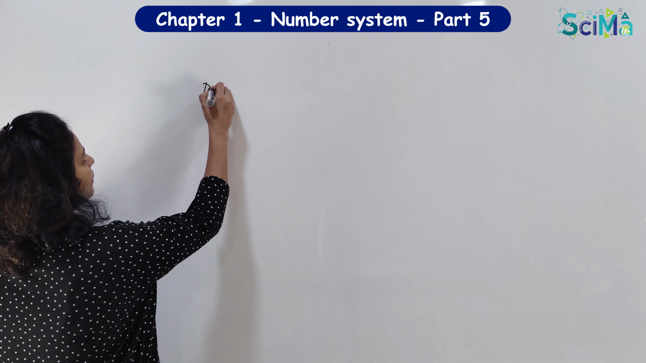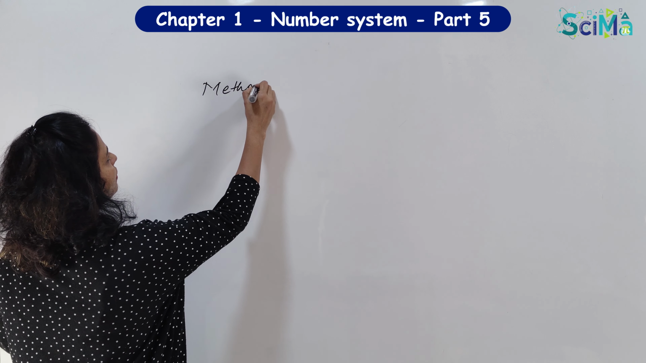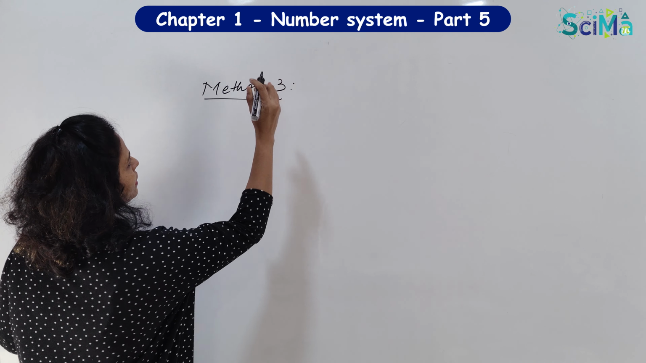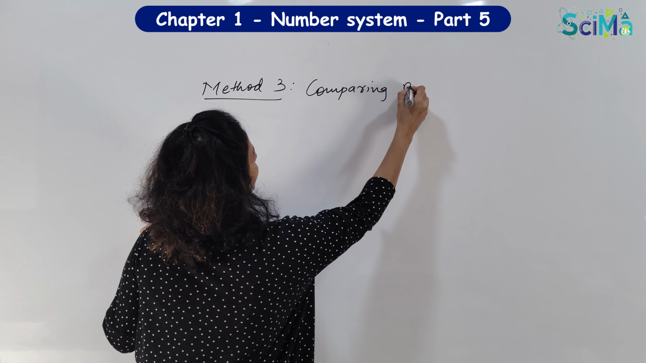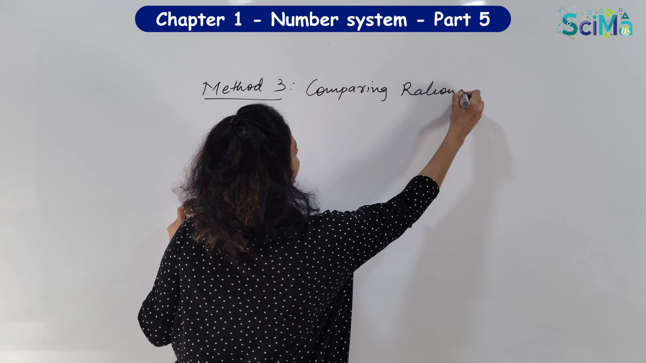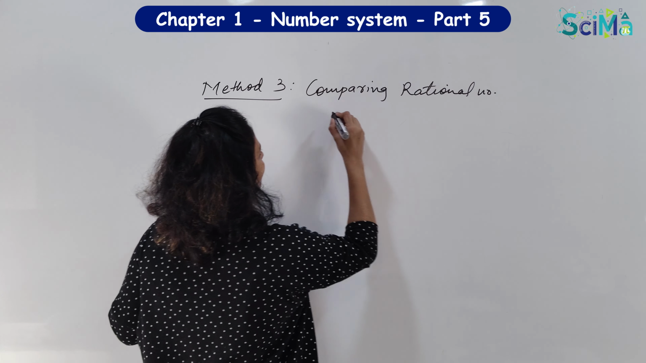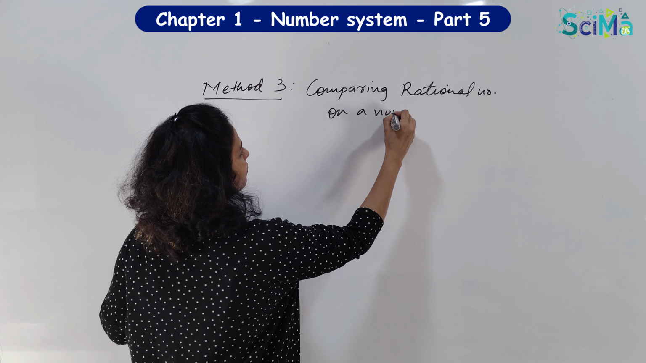Now the third method in comparison of rational numbers, the last method, is comparing rational numbers on a number line.